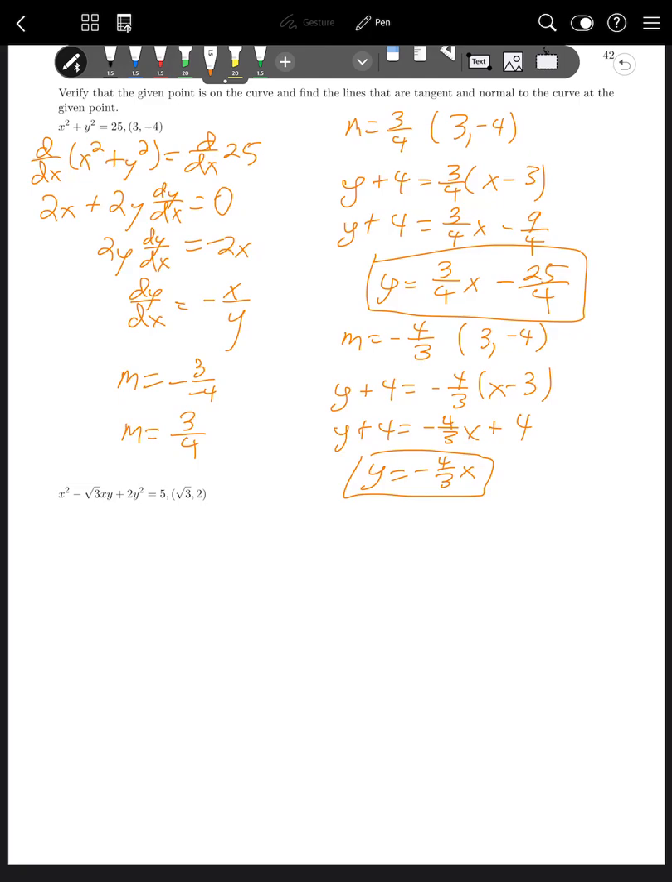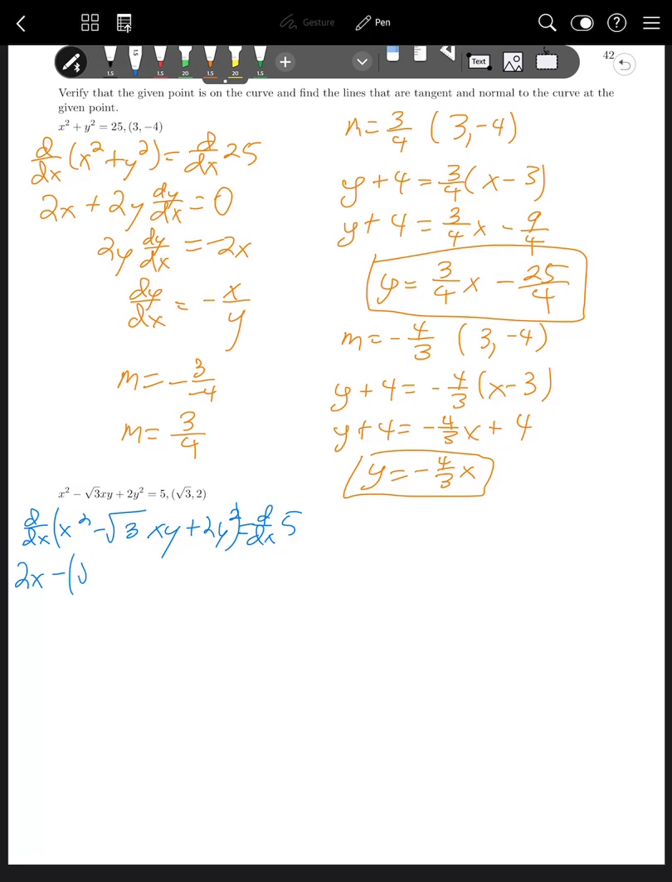Okay, and then the second one should be basically the same idea, except a little trickier. So this will be the derivative of x squared minus the square root of 3xy plus 2y squared equals the derivative of 5. So this is 2x. We have to do the product rule in the middle.